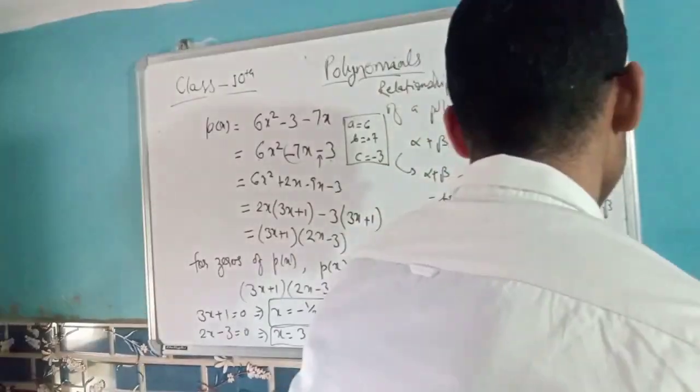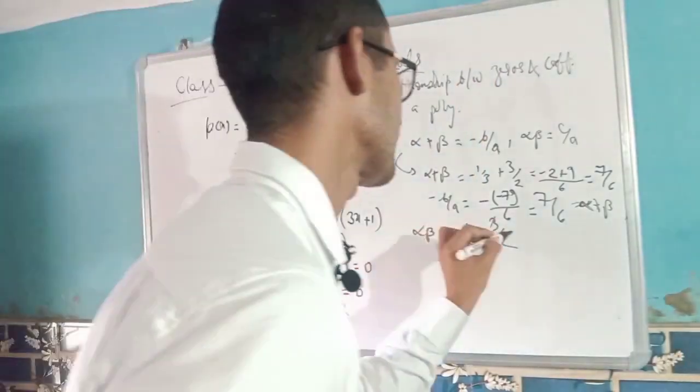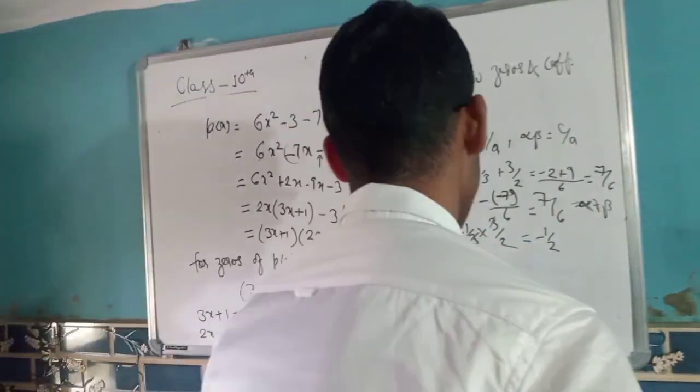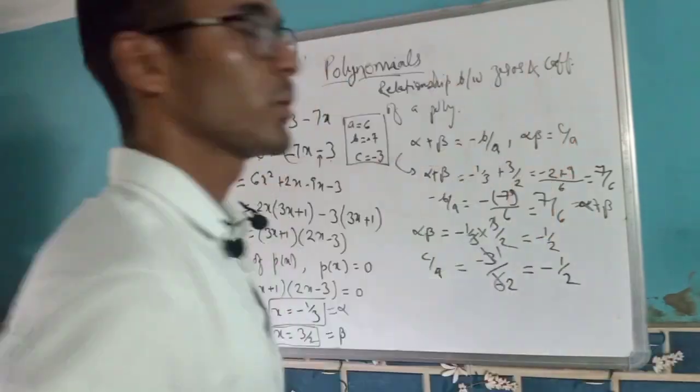Next, alpha beta. Alpha is minus 1 by 3 and beta is 3 by 2. When we multiply these two, it will be minus 1 by 2. And what is c by a? c is minus 3 and a is 6, so it will be minus 3 by 6, which is minus 1 by 2. So the result is the same.